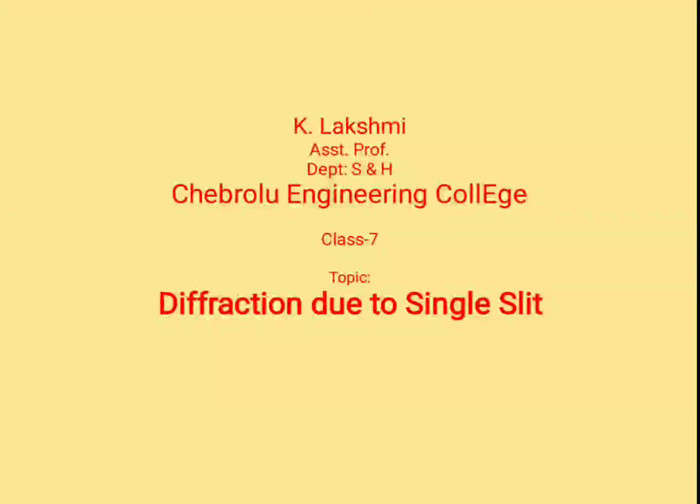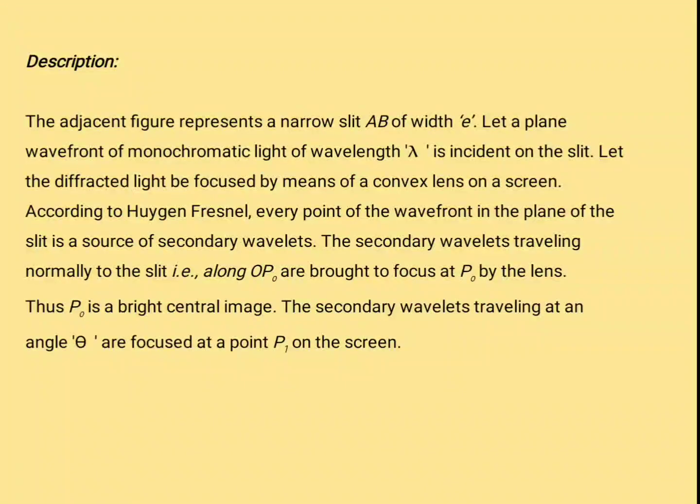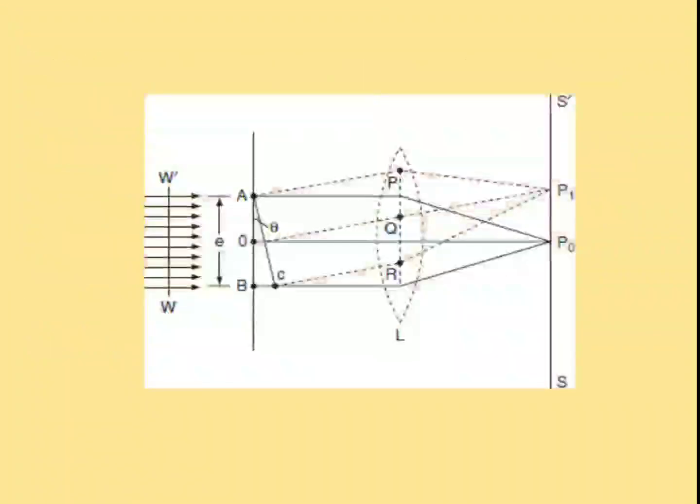Diffraction due to single slit. The experimental arrangement is represented as follows: it has a slit of width e and a monochromatic light of wavelength lambda. S dash is a screen. Here L is a convex lens.